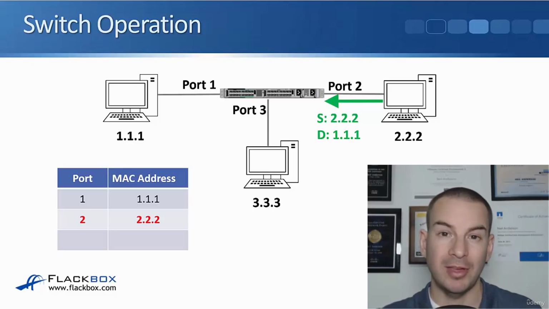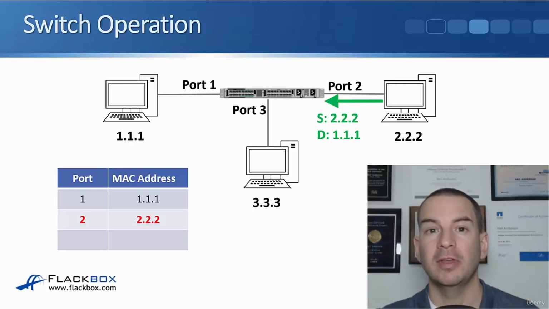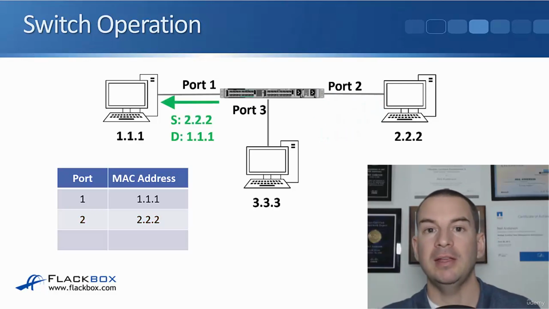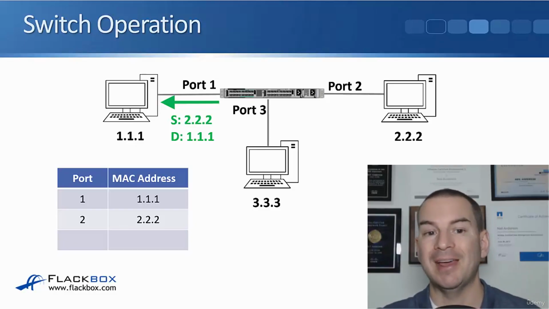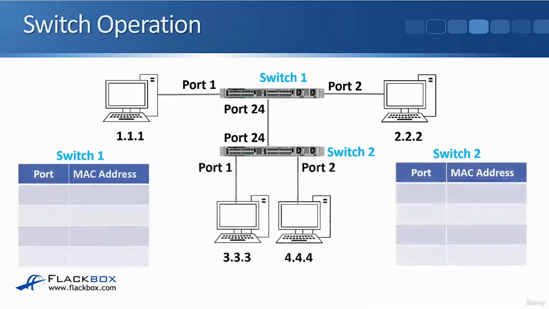That will hit the switch again. The switch will see that traffic has come from a source of 2.2.2 and it came from port 2, so it will put that information into its MAC address table. It will then send the frame out only port 1 because it sees that the destination MAC address is 1.1.1 and it knows that it's available on port 1, so it sends it out only that port. Okay, so that was how traffic works with a single switch.